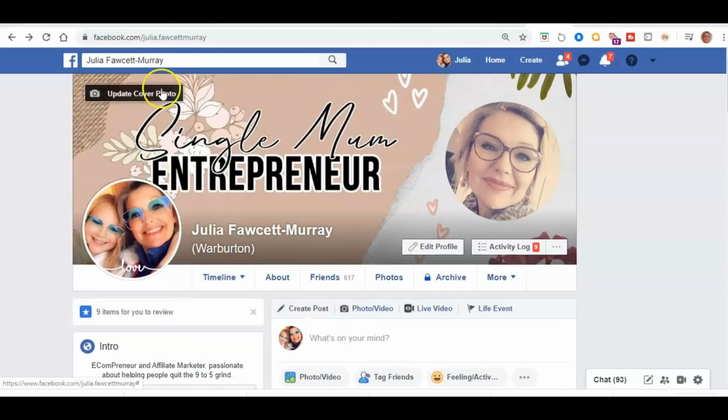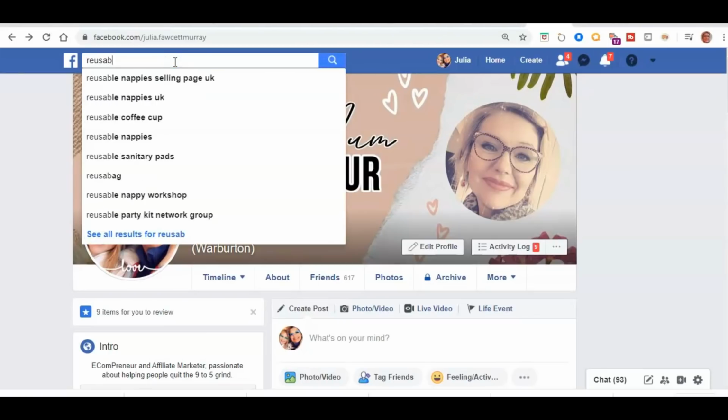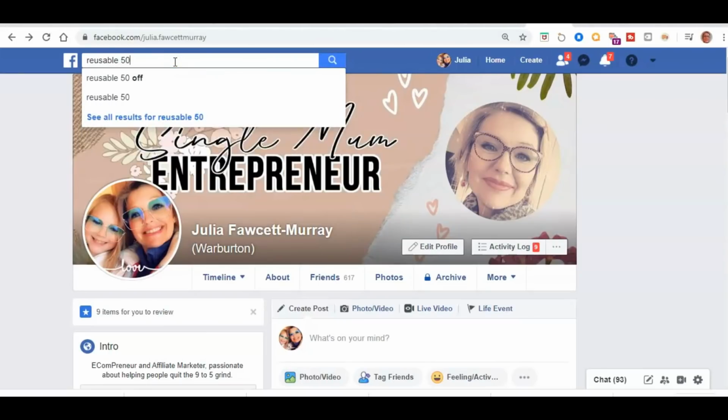So what I'm going to do is look for, let's say, reusable, because I was getting excited about the whole idea of reusable things like reusable beeswax wraps, reusable straws, etc. So let's go reusable, and I'm going to use a term, 50 off, because dropshippers will never just say drop shipping in their ads. They will use things like 50% off or limited stock, or terms like that to entice people to click. So let's have a look.